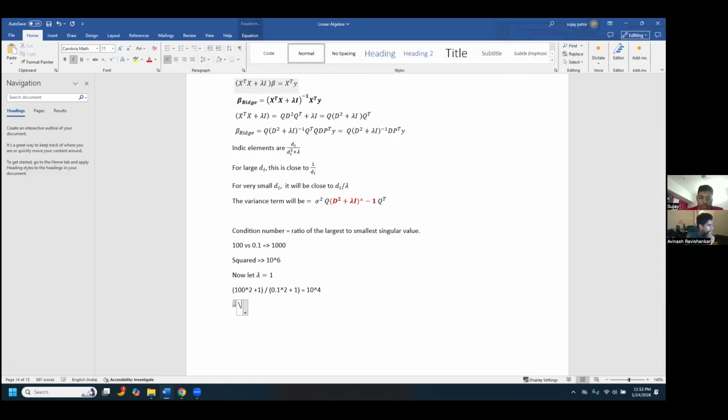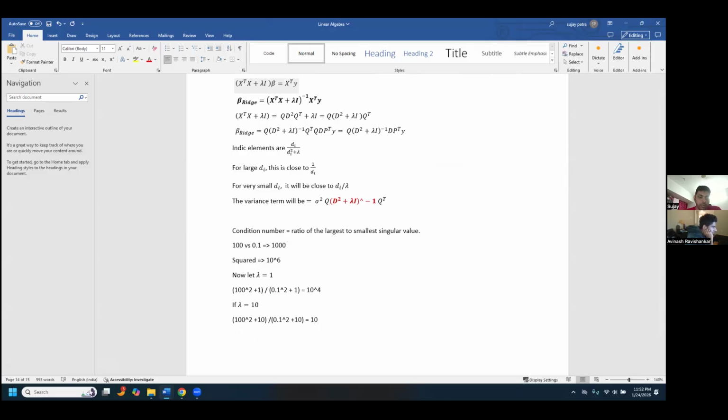Let's do another value: lambda equals 10 instead of 1. Then I will be left with 100 square plus 10, divided by 0.1 square plus 10. So the numerator will have 10 power 4 plus 10. In the denominator, I'm ignoring the 0.1 square, so it will be just 10. So I'll be left with 10 power 4 plus 10 divided by 10, which is about 10 power 3.